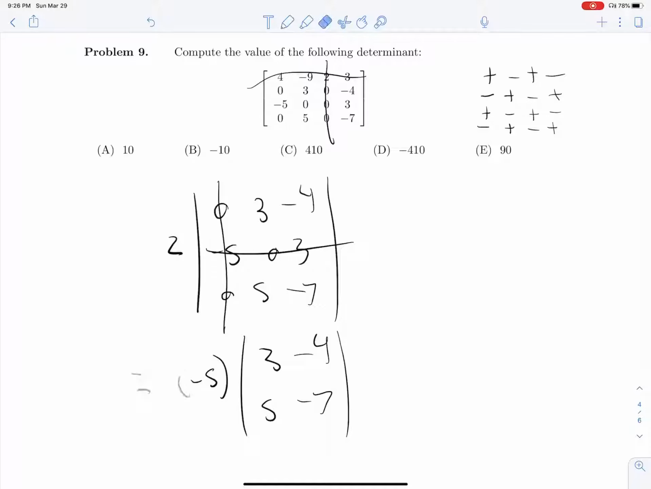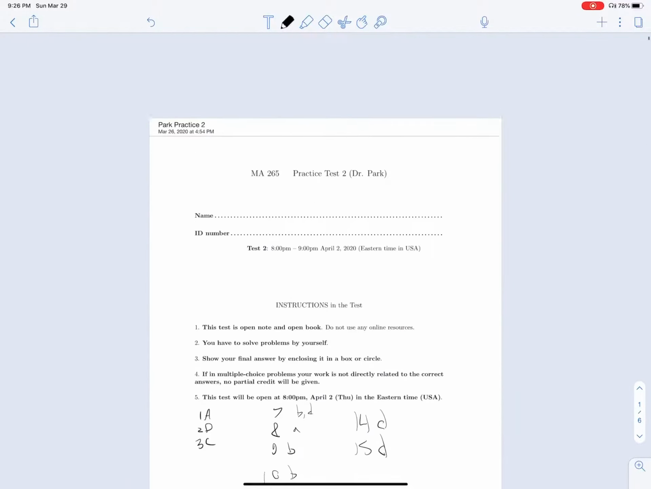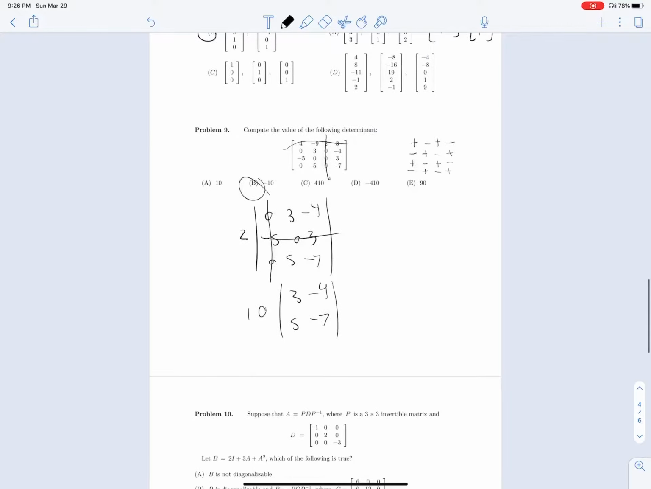Out here, we're just going to get 10, and -21 plus 20 is -1, so our answer for problem 9 is B, -10.